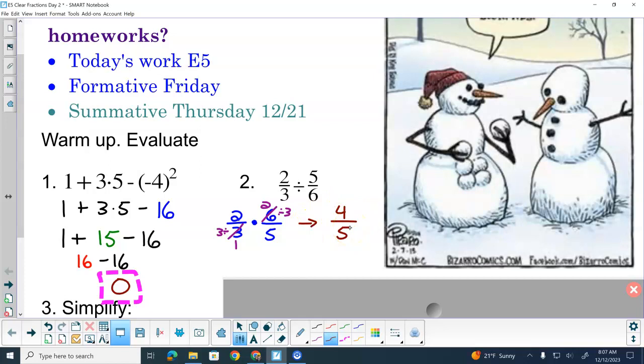What if I gave the answer 12? Because that would have been without doing the way Adrian did it. What if I gave the answer 12 over 15? Still have to reduce. Okay? So 12 over 15 would be marked wrong. 4 over 5 is marked right.